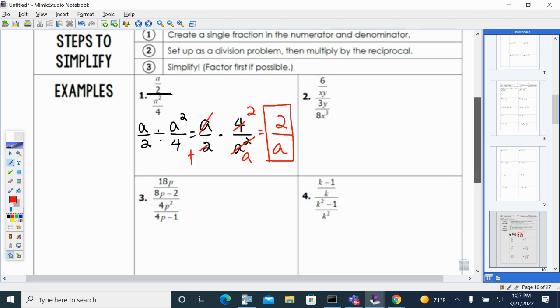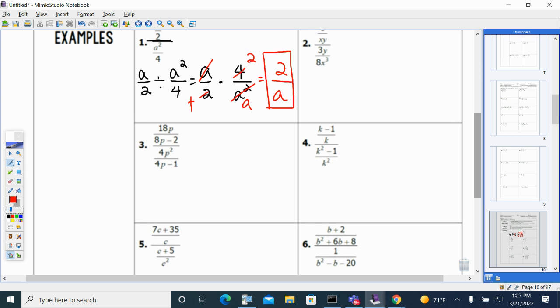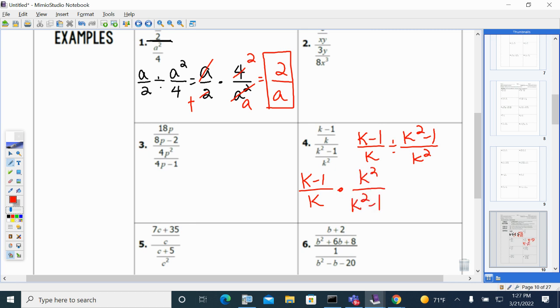Let's jump down to number 4. Number 4, we've got K minus 1 over K divided by K squared minus 1 over K squared. So again, the top divided by the bottom is going to change to keep it, change it, flip it. And then we may have to factor, cancel, reduce.